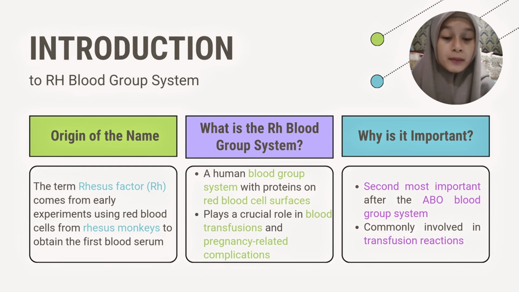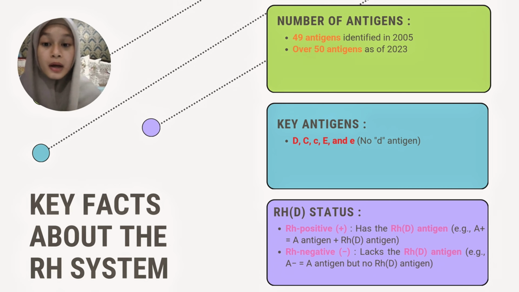So, why is it important? Because it is the second most important after the ABO blood group system. It's also commonly involved in transfusion reactions. Key facts about the RH system, we have three. First, the number of antigens. We have 49 antigens identified in 2005 and over 50 antigens as of 2023. For the key antigens, we have big D, big C, big E, and small c, small e. There is no small d antigen.